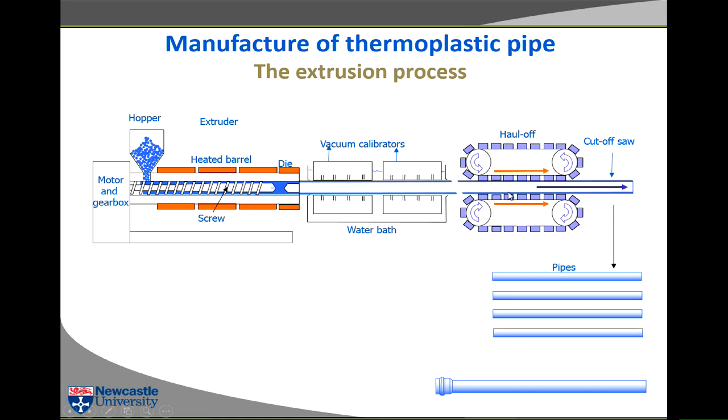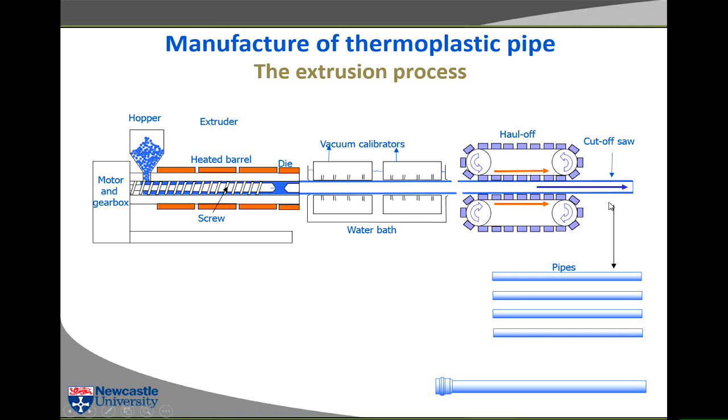And then at the end of the process you have a haul-off, which is just like a big caterpillar, and it has rubber pads on it so that it can grip the pipe without squashing it. And this is what makes the pipe pass through the process.